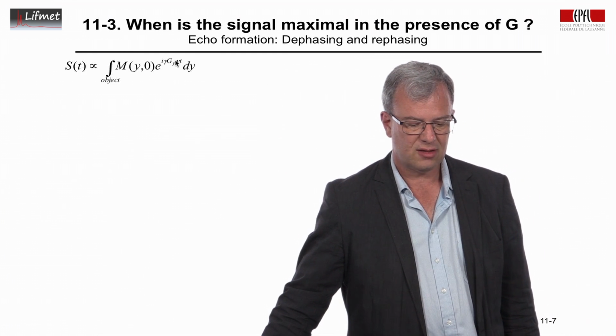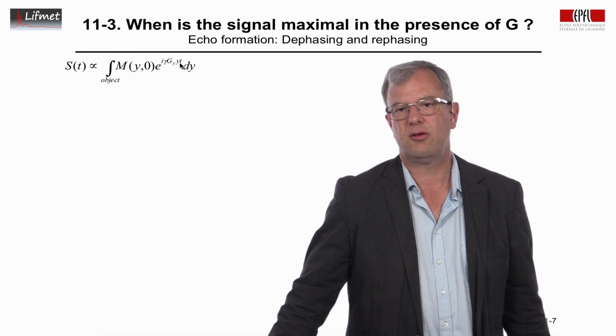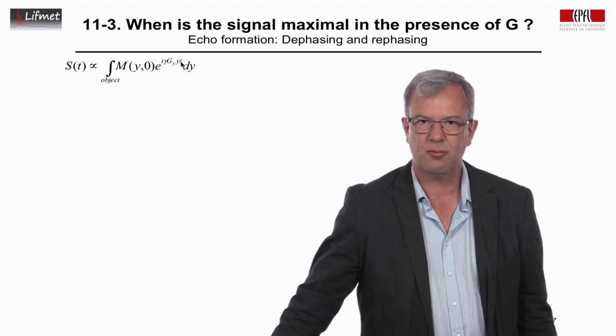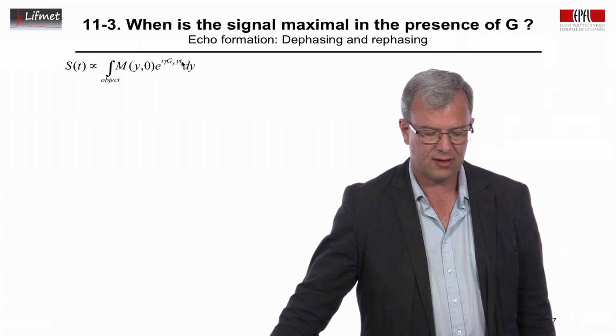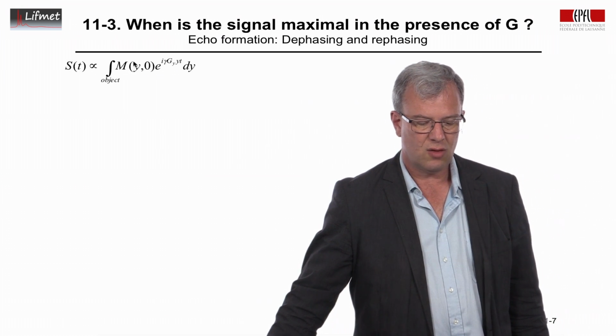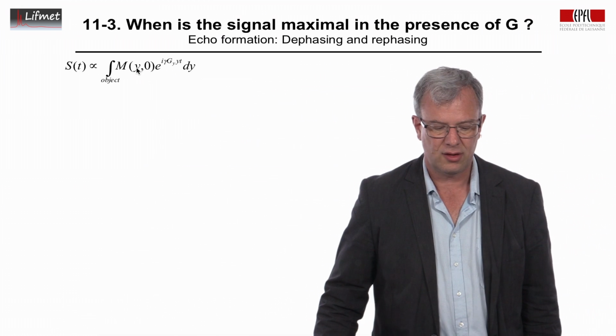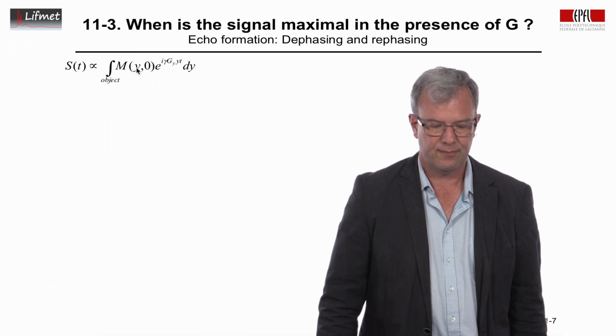So we have an object, we have a gradient along y here. Now I'll use y just because it pleases me. We don't always have a gradient along x. So we have the magnetization along y. This is the equivalent equation that we had two slides earlier.